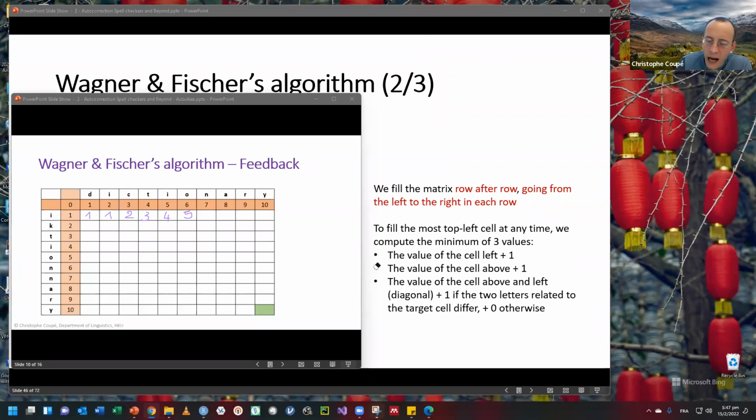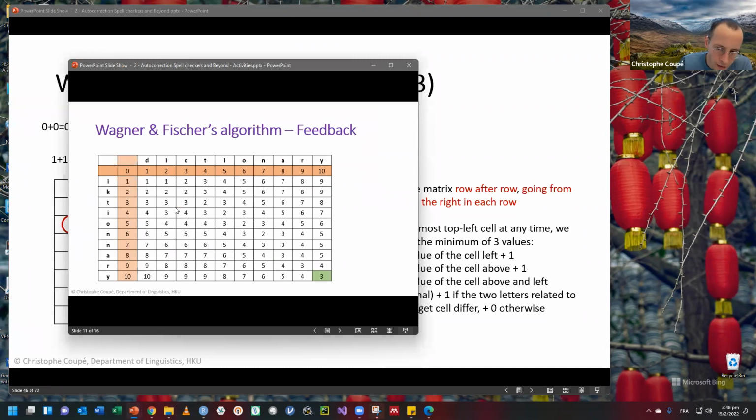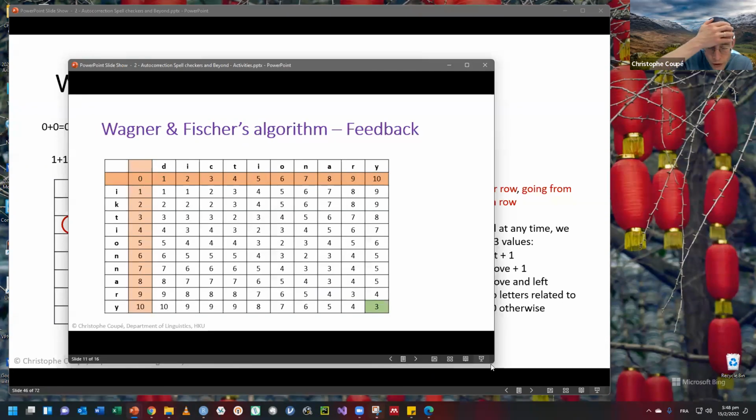Okay, I think you should be able to repeat it. Plus, I'm going to give you something so that if you want to try, you will get the correct answer. Let me show you. So if you would continue like this, it takes a while. This is the matrix you would get. You would finally get a number 3 in the final cell. That would mean the distance between the two words, the Levenshtein distance, is equal to 3.